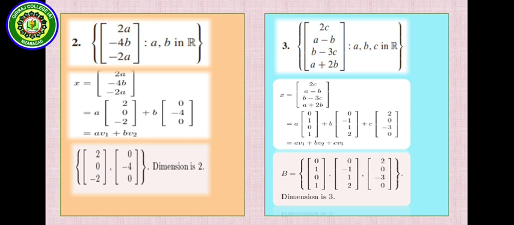So here also, the given vector is a linear combination of these three vectors, and these three vectors are different vectors. So we say that these three vectors are linearly independent and they form a basis for the given set. So therefore, what is the dimension? Dimension is 3.